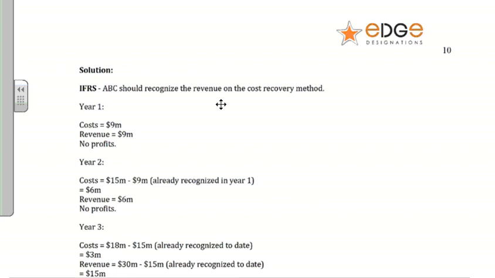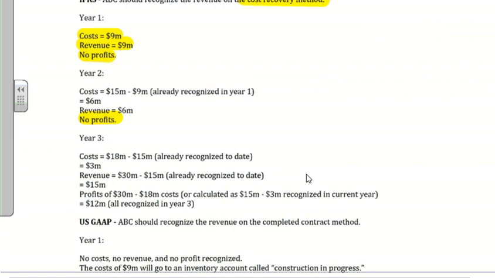Now, in terms of year 1, and if I'm using the cost recovery method, look how we do that. So my costs for year 1 was how much? $9 million. How much revenue do I take? $9 million. In other words, can you see no profits? I'm just covering my costs. Year 2, same story, because the project is not yet completed. I just cover costs. And year 3, I can recognize as much as I like, because I'm now completed, and now there's a lot more certainty surrounding the project. Now I can recognize the full amount.